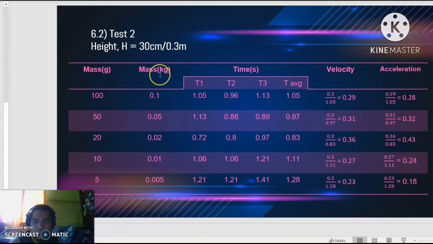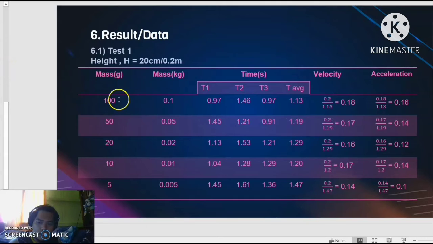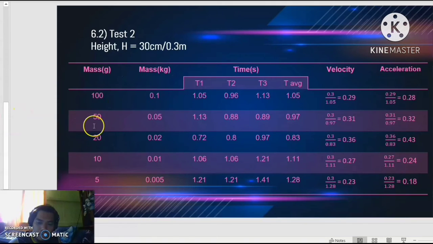Moving on to test 2, we use more height for test 2, which is 0.3 meter. For the mass, we use the same masses from test 1, as you can see here: 100, 50, 20, 10, and 5 gram for test 2.